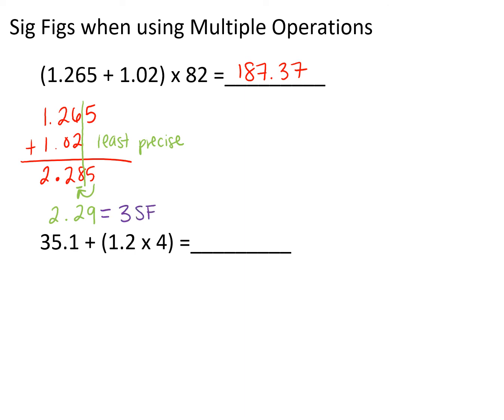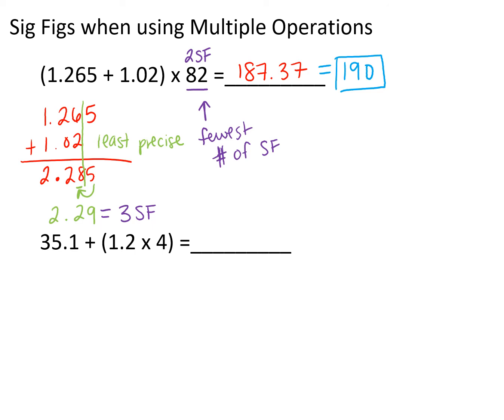Well, I would then have to think about the next step of the problem. If I did 2.29 and I multiplied it by 82, which has 2 significant figures, in that step of the problem, I would be limited by the 82 because it has the fewest number of significant figures in its value. So ultimately, I would have to round my answer to have 2 significant figures. So if we round 187.37 to 2 significant figures, we get 190 as our answer. All right, we're going to look at one more and then you guys will be done for the day.